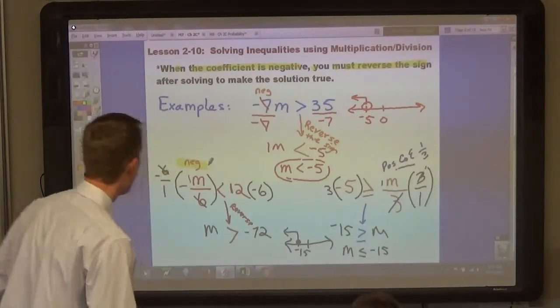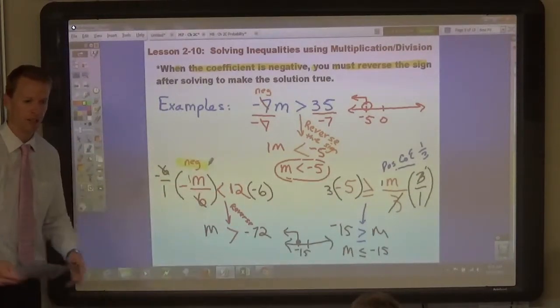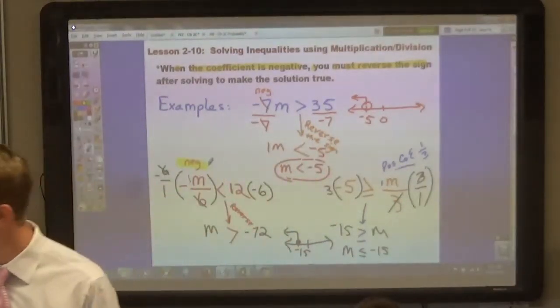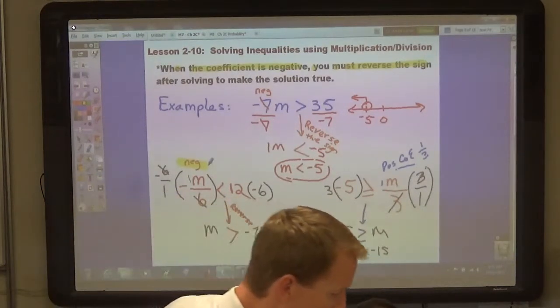Highlight this: negative 1/6 m. Highlight that in your notes. Don't highlight everything. Highlight the things you have to remember.